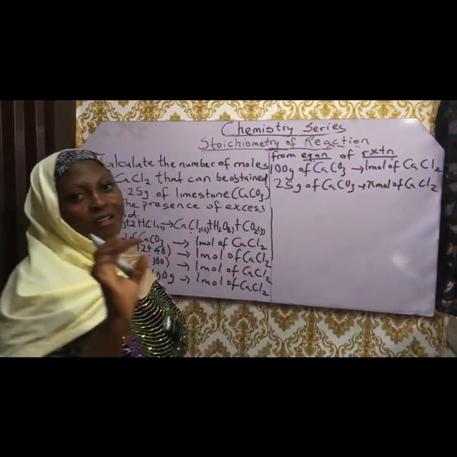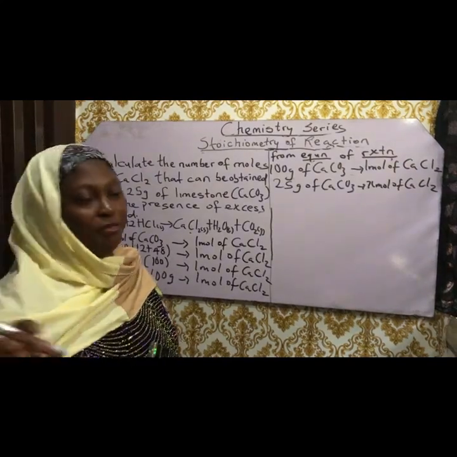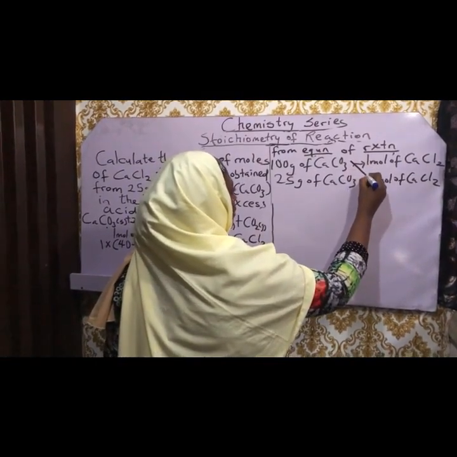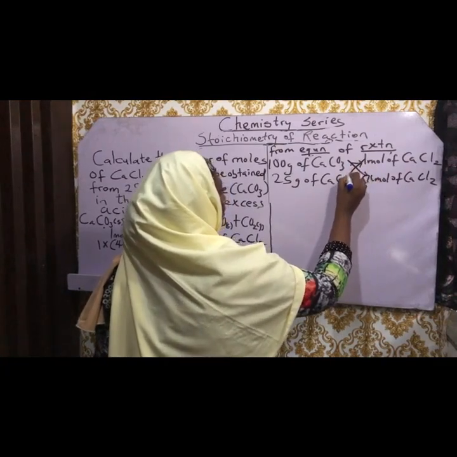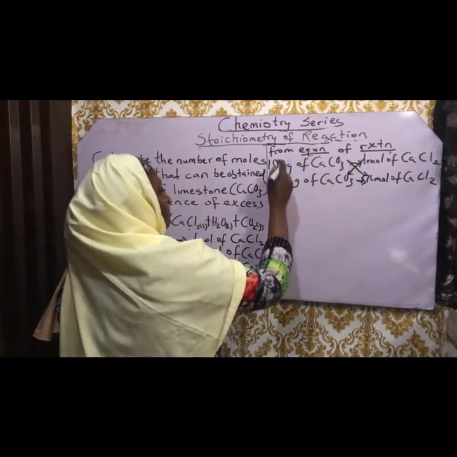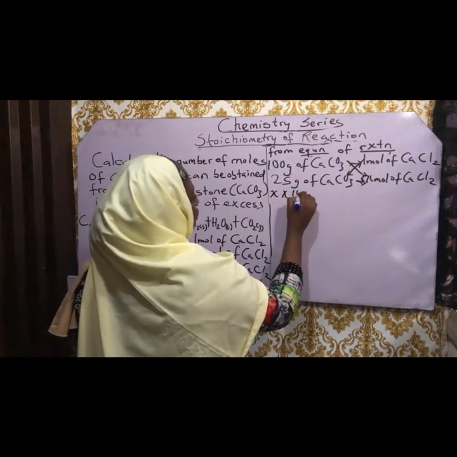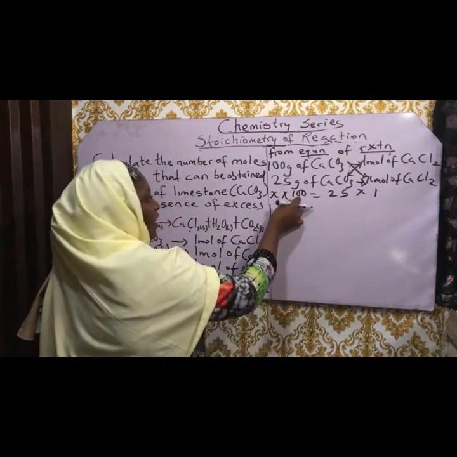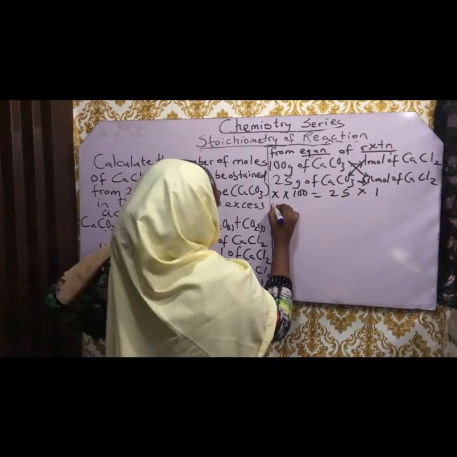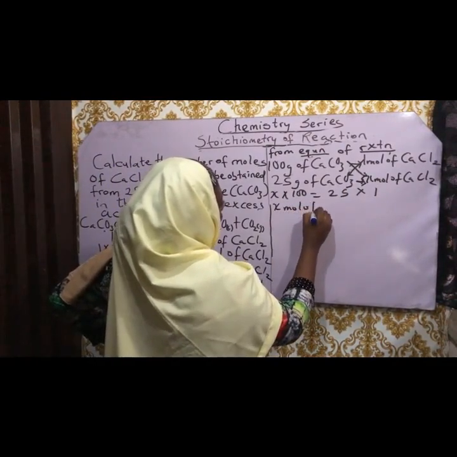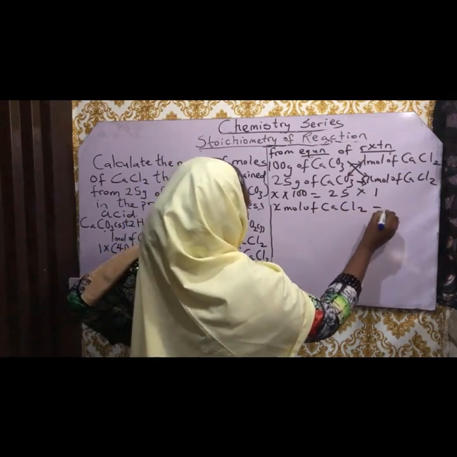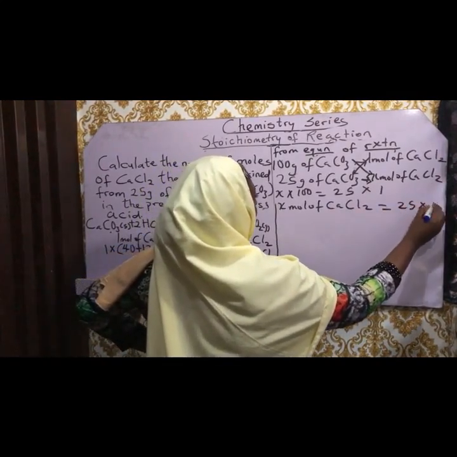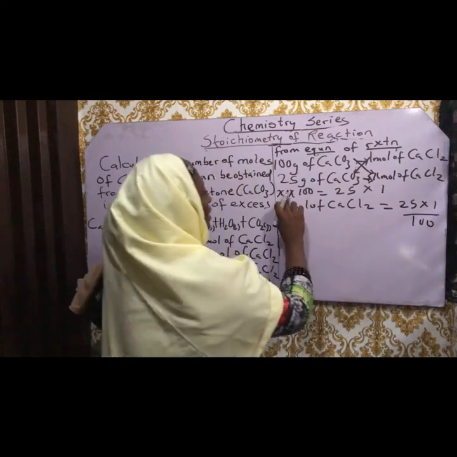Let's do the cross multiplication. You take this to this, and I take this to this. That is x times 100 is equal to 25 times 1. Let's make x the subject of the formula. So x mole of CaCl2 will be equal to 25 times 1 divided by 100, because this is x times 100.